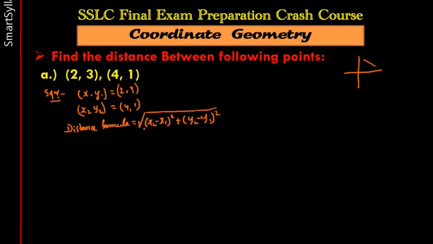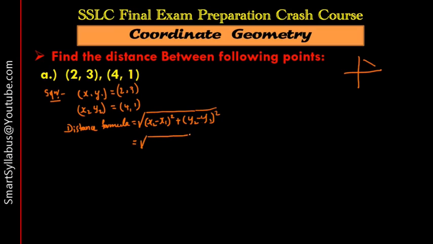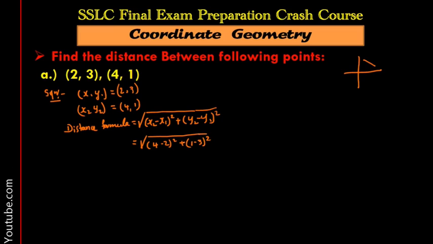Here, students, in this formula, if you consider (x1 minus x2) the whole square plus (y1 minus y2) the whole square, even then there will be no change in the answer, since both the formulas are the same. Now just substitute the values of x1, x2, y1, y2 in this formula. That's equal to the square root of (x2 is 4 minus x1 is 2) the whole square plus (y2 is 1 minus y1 is 3) the whole square.